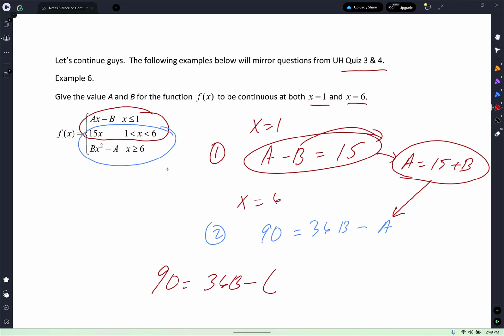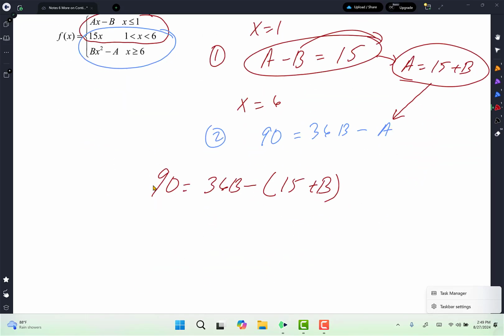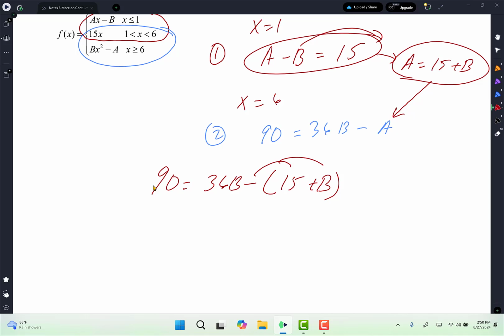90 equals 36b minus 15 minus b. Sorry, guys. Let me clear that. And then let's see, plus 15, so 90, 105 equals 35b. And then divide by 35, and then we get 30, 60, 90, 5, 10, 15, 90, 105.